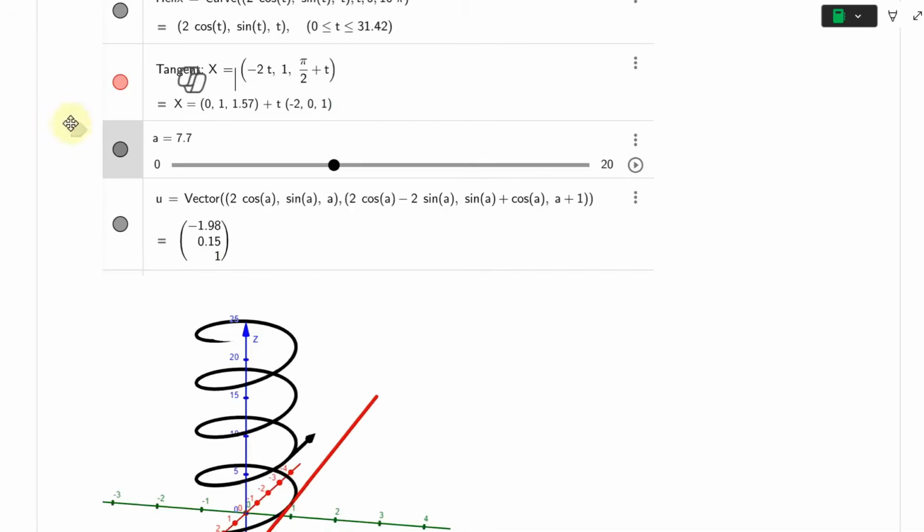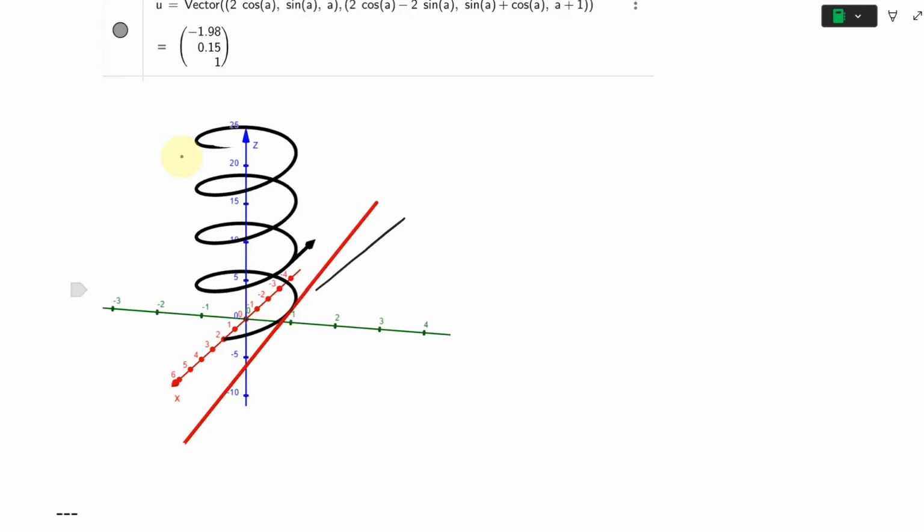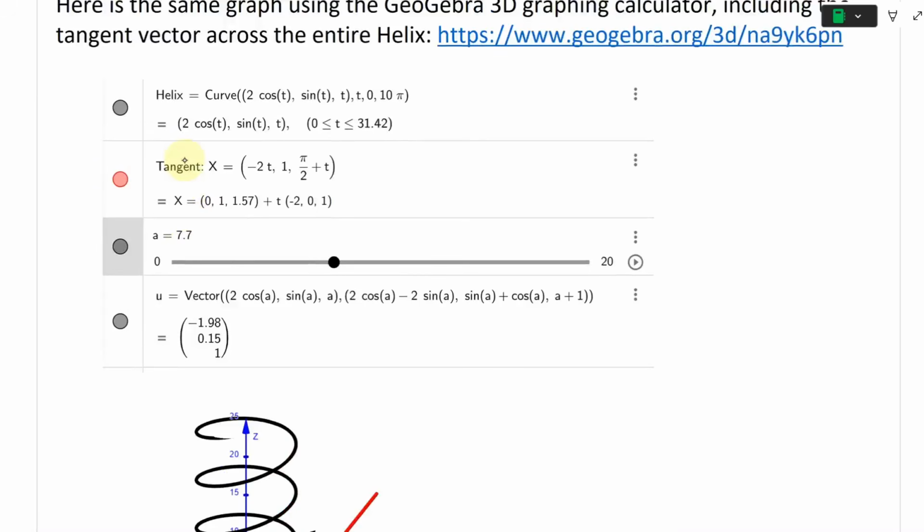So, but anyways, that's the red line. So the red line is here. Here's the tangent line. There's the helix in black. And then to get the vector, basically I did the same thing as before.